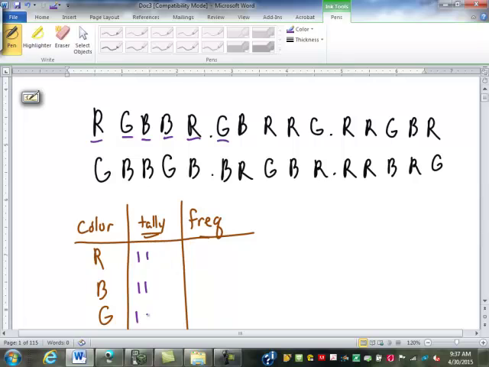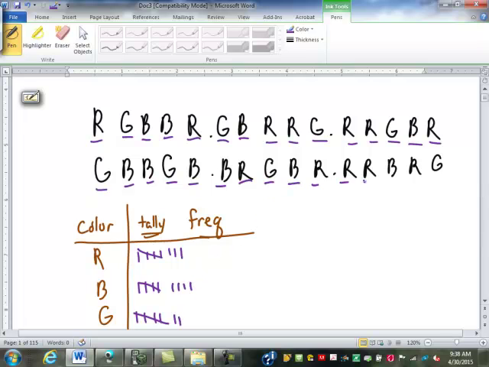Red, green, blue, red, red, green, red, red, green, blue, red. Maybe I need to move my line. Green, blue, blue, green, blue, blue, red, green, blue, red, red, red, blue, red, green.